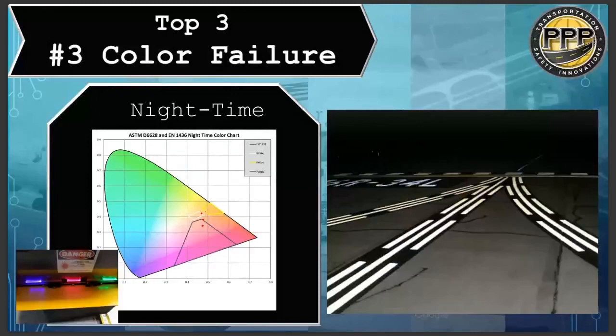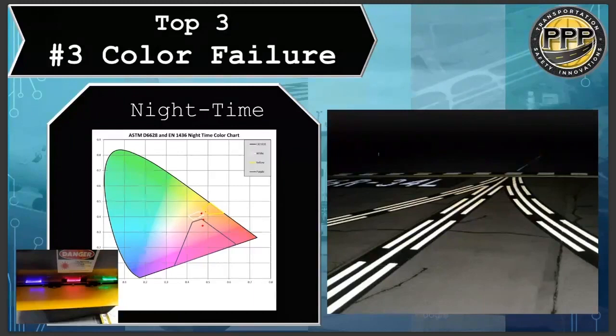You can see in the very bottom left of this slide, that is the front side of a LLG7 mobile reflectometer. You'll hear more about that in just a couple minutes, but as a matter of fact, it's the only machine that has the ability to measure nighttime color and determine whether it's passing or failing based on ASTM. You can see up there at the top of that, the white chart, ASTM D6628.